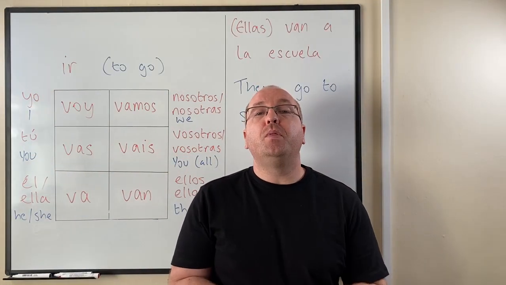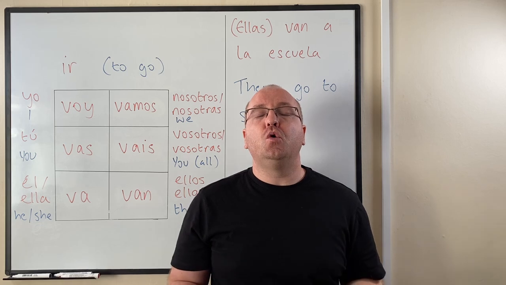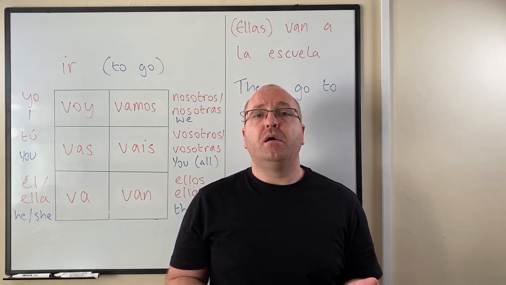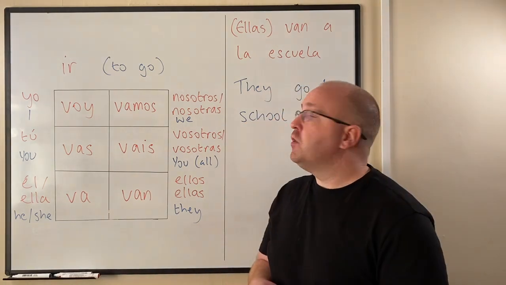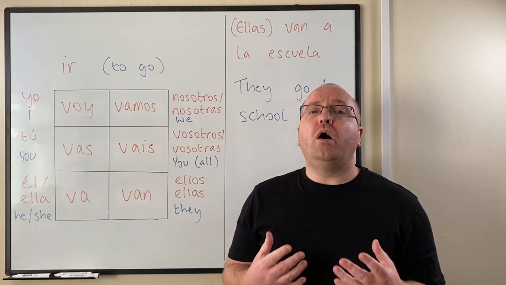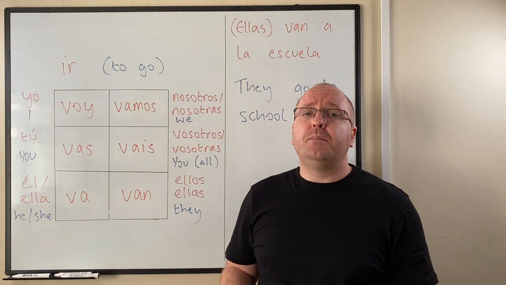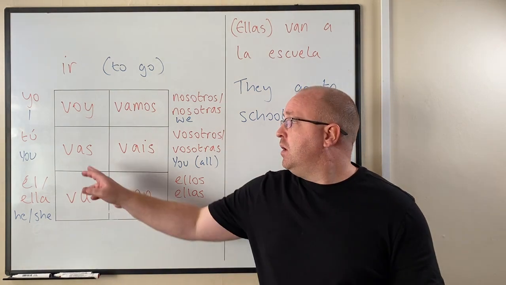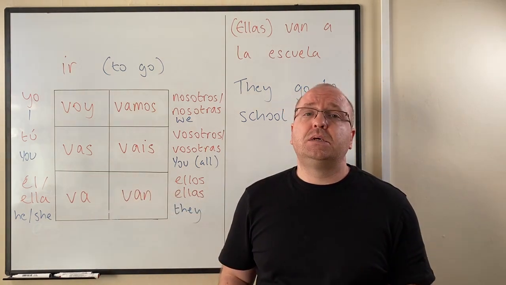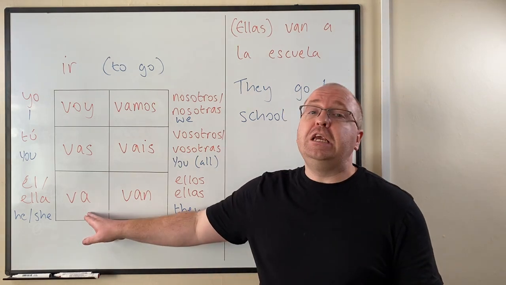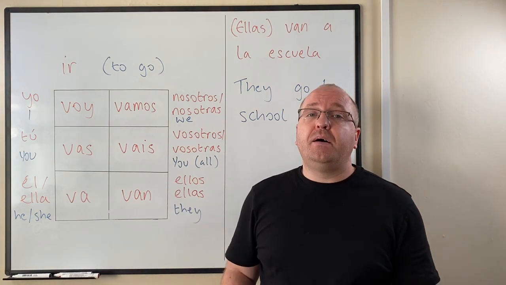Okay, so the next verb that we're going to look at is the verb for to go. And to go in Spanish is ir. Now let's look at the conjugated forms. So I go, voy. You go, vas. He or she goes, va.